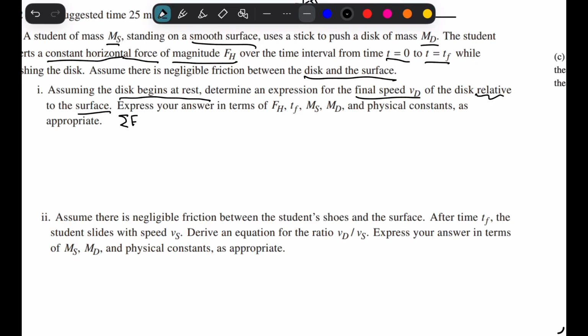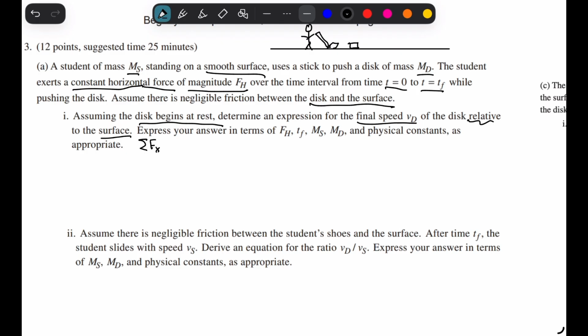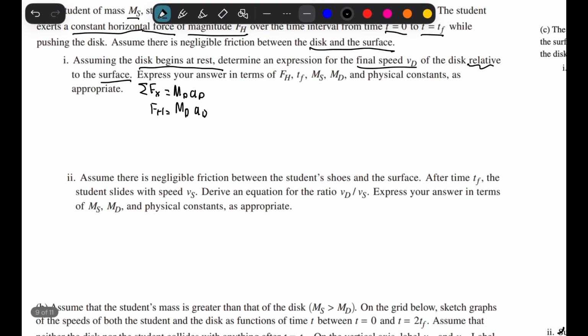So we have our summation of x forces because we have our horizontal forces mentioned here. In our horizontal direction, we're going to have the mass of the disc and acceleration of the disc. So the force of the hockey stick is equal to md times the acceleration of the disc. Now, that's just your F equals ma, by the way. That's just Newton's second law. And we have our acceleration is equal to the force of our hockey stick over the mass of the disc.